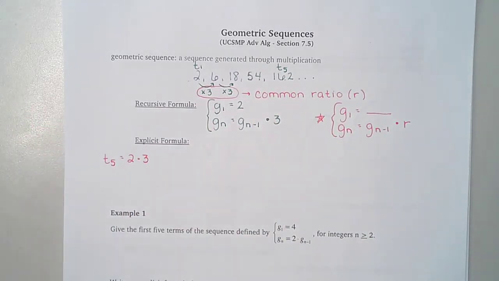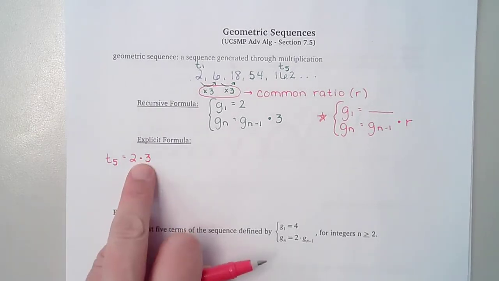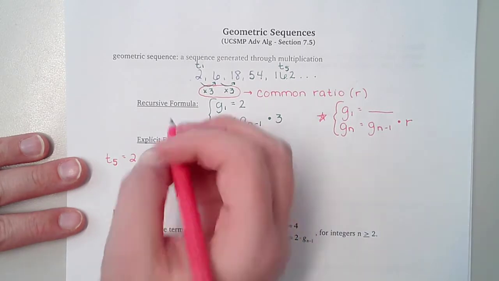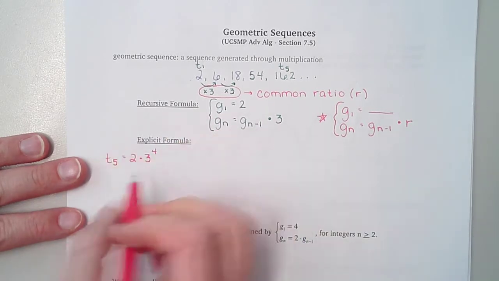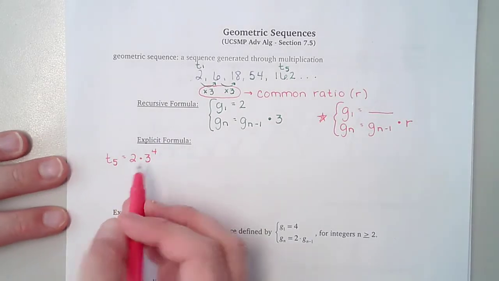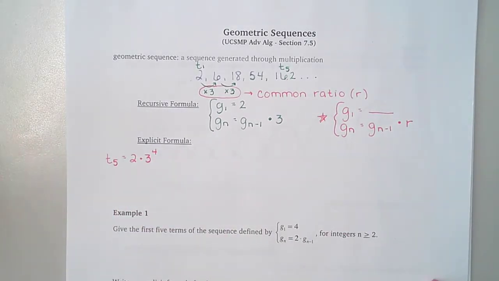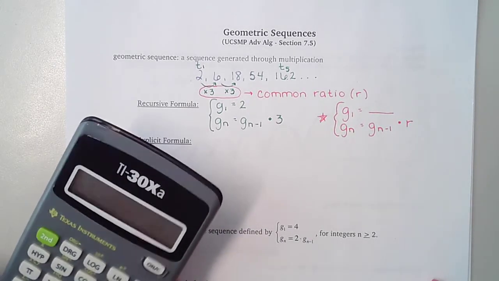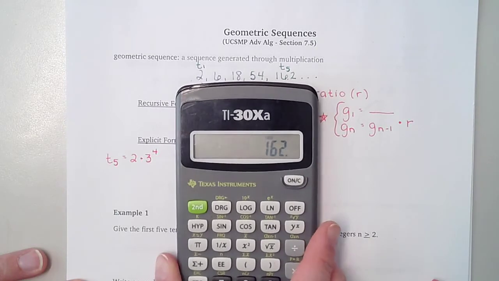So ask yourself, how do we show repeated multiplication? How am I going to show that I'm multiplying by 3 4 times? Well, we show repeated multiplication with exponents. So I would say term 5 could be found by doing 2 times 3 to the 4th power. And if you check that in a calculator, I don't have a calculator here to show you, but if you do 2 times 3 to the power of 4, we do in fact end up with 162.